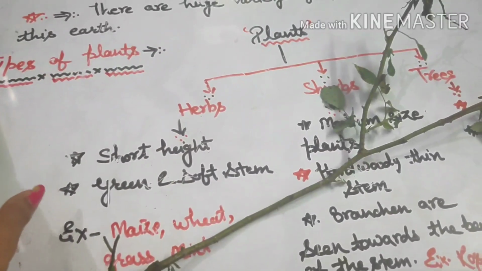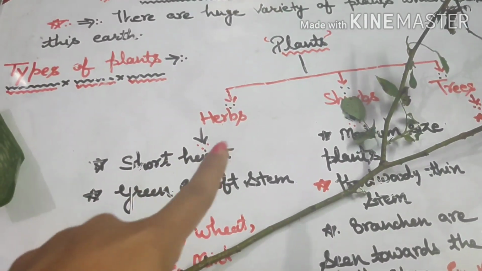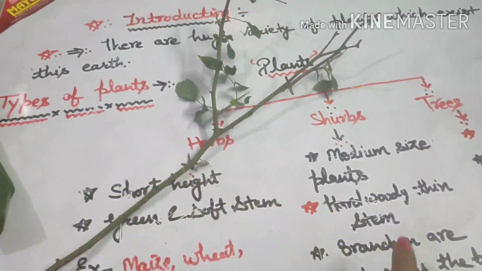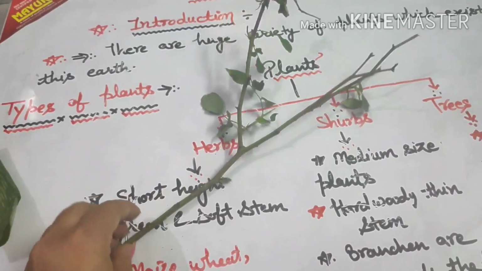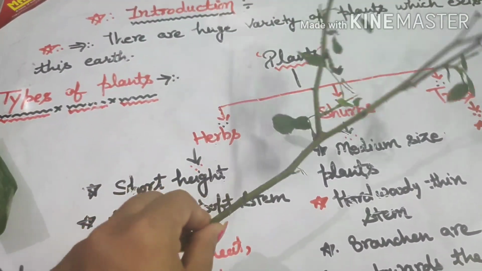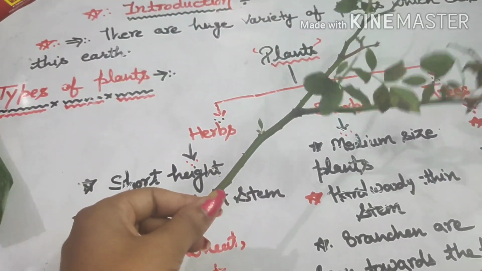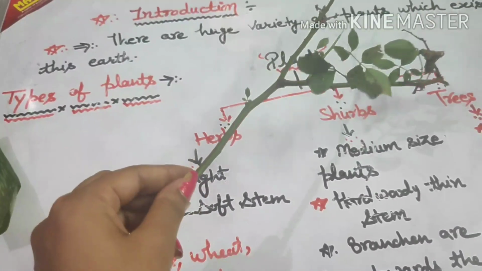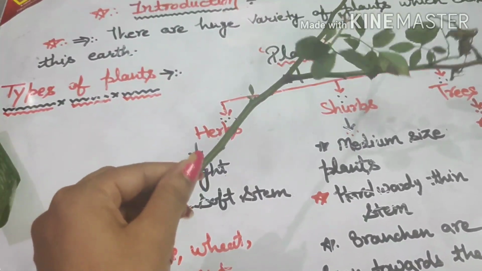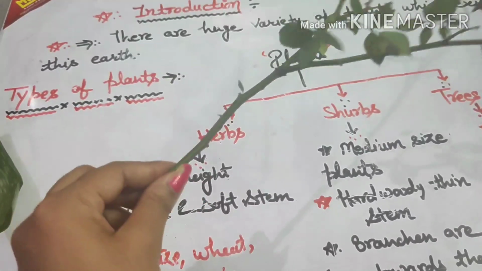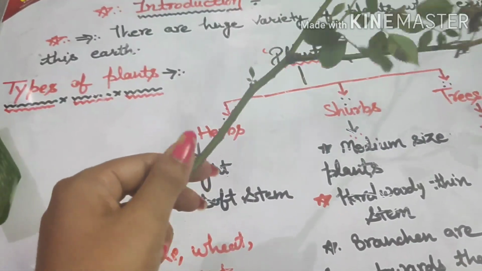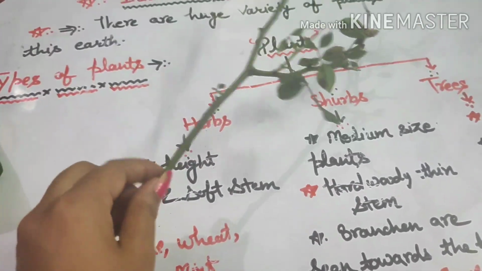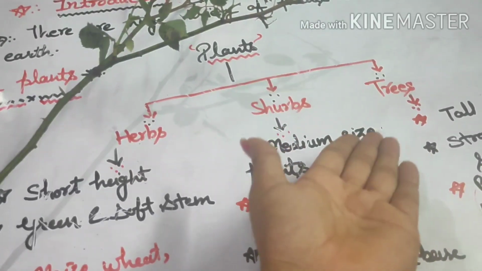So don't be confused. Herbs have a green and soft stem, and shrubs have a woody and thin stem. You can see here it's a hard and woody stem, but it is thin. You can take another example of shrubs like China rose. You can see in the China rose plant the stem is woody and hard, but thin. And about trees, you all know about trees.